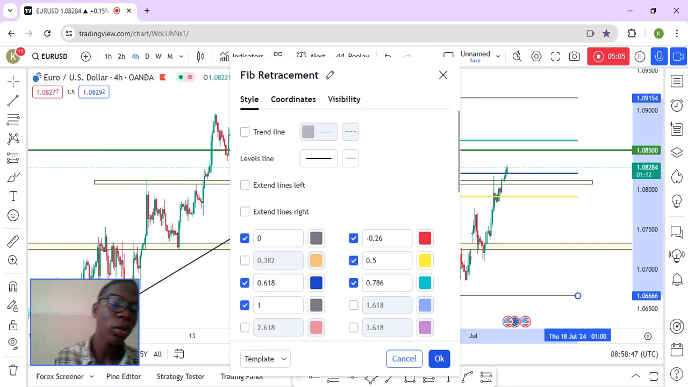Just that the market doesn't really turn around it, but when it does, it usually holds. That's it about the 0.786 level. It is also a very powerful level. The Fibonacci retracement level that I like the most is 0.618 and 0.786. They both hold very well.